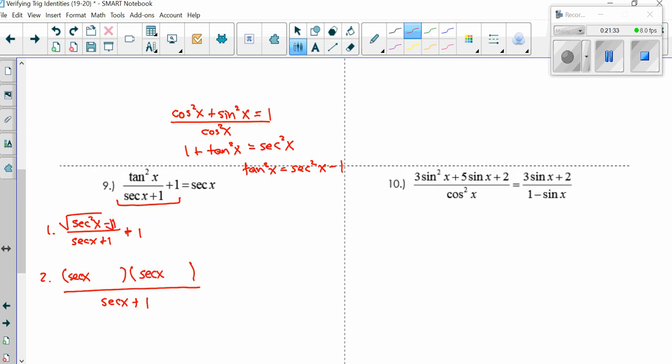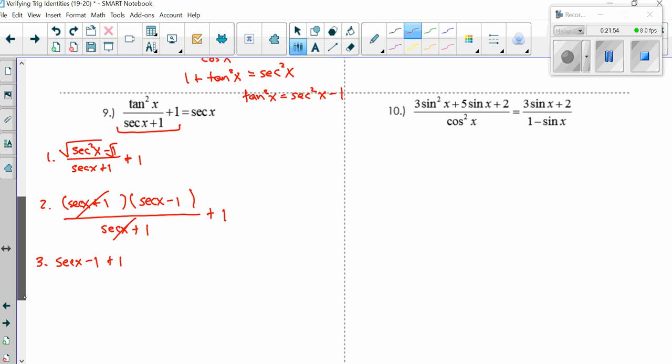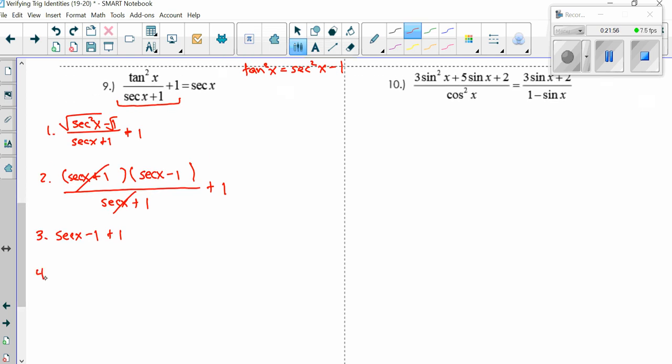The square root of 1 makes one of these plus 1 and one of them minus 1. And then don't lose that plus 1 on the outside here. Okay, I can see that these two cancel, which means in step 3, I'm left with secant x minus 1 plus 1. Okay, which means then I'm left with just secant x, which is what I wanted.